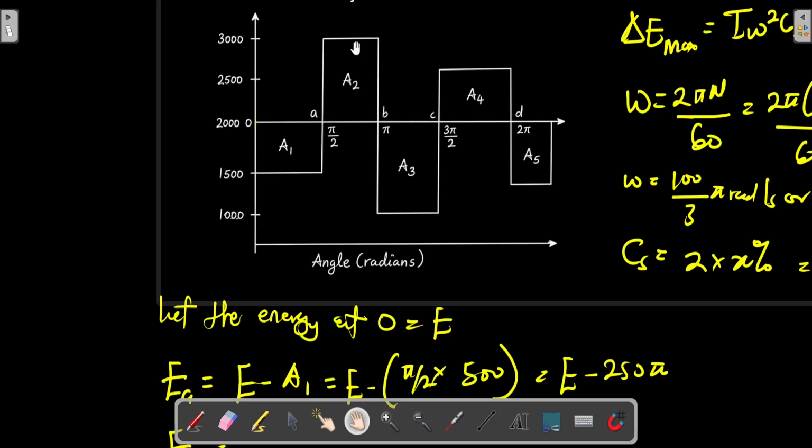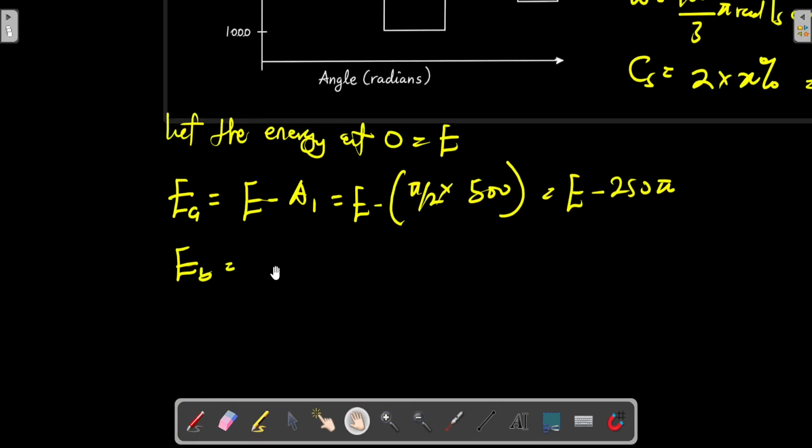That is, this looks exactly like a rectangle. So the area of a rectangle. The interval here is pi minus half pi, and that will be half pi. So half pi multiplied by this dimension, and this particular dimension is along the torque axis. So this particular dimension will be what? 3000 minus 2000, and that is 1000. So we have half pi multiplied by 1000.